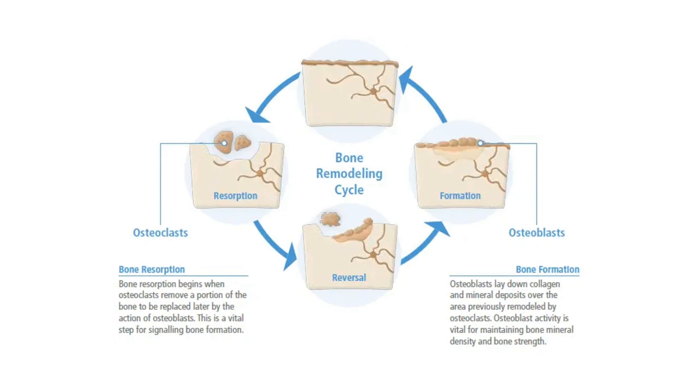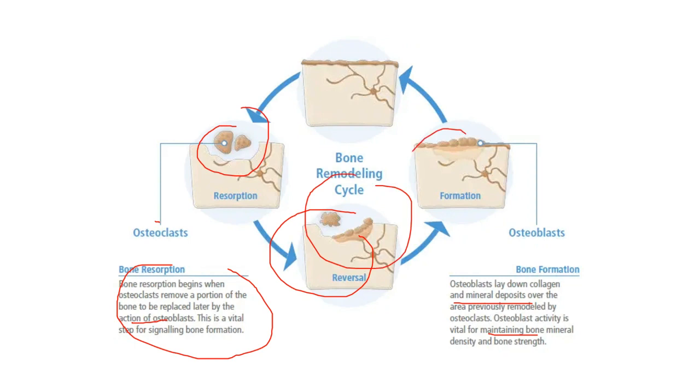Again, bone remodeling is a replacement of old bone with new bone and continues throughout life. So much so that the whole skeleton is replaced about every 10 years. Resorption begins when osteoclasts remove a portion of the old bone, replaced later by osteoblasts. Osteoblasts lay down collagen and mineral deposits where bone was previously removed by osteoclasts. Osteoblast activity is vital for maintaining bone mineral density. So it's this constant breakdown by osteoclasts and then reformation.